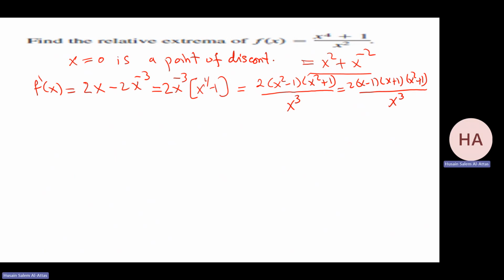Let me do it also as a quotient rule, in case someone wants to do it this way. So I have what? 4x cubed, just to show you it's the same. It should be exactly the same. 4x cubed. Okay. Times x squared.